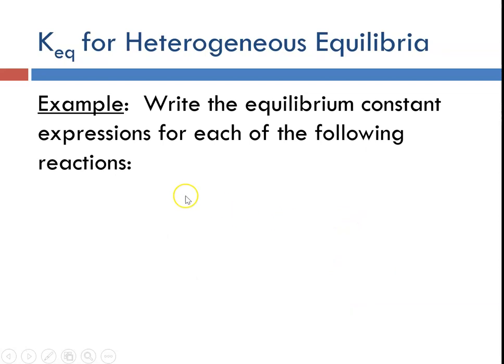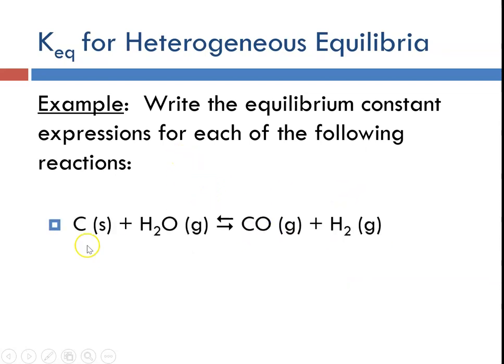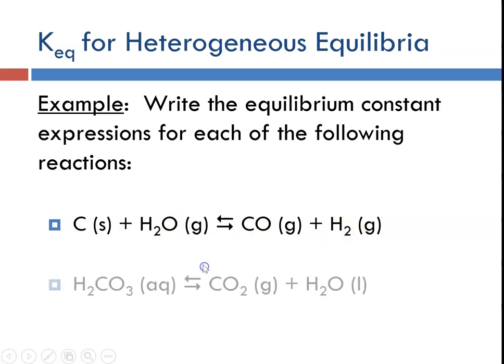Example: write the equilibrium constant expressions for each of the following reactions. Carbon in the solid state plus water in the gas phase produces carbon monoxide and hydrogen gas. And hydrogen carbonate, aqueous, or carbonic acid, however you want to call it, decomposes to form carbon dioxide and water.